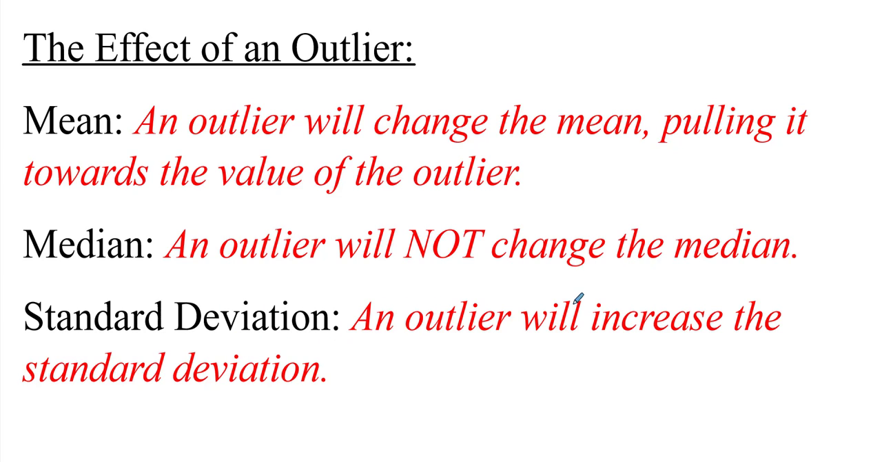And with the standard deviation, if you do have an outlier, whether it's a big one or a small one, this will always increase the standard deviation. Because remember, the standard deviation talks about the variability between the data points. So if you have that outlier that's affecting the mean, that's going to create a bigger range, and that's also going to create more variability between those data points. So if we have more variability, we're going to have an increase in our standard deviation. So the standard deviation will not decrease, it will always increase.